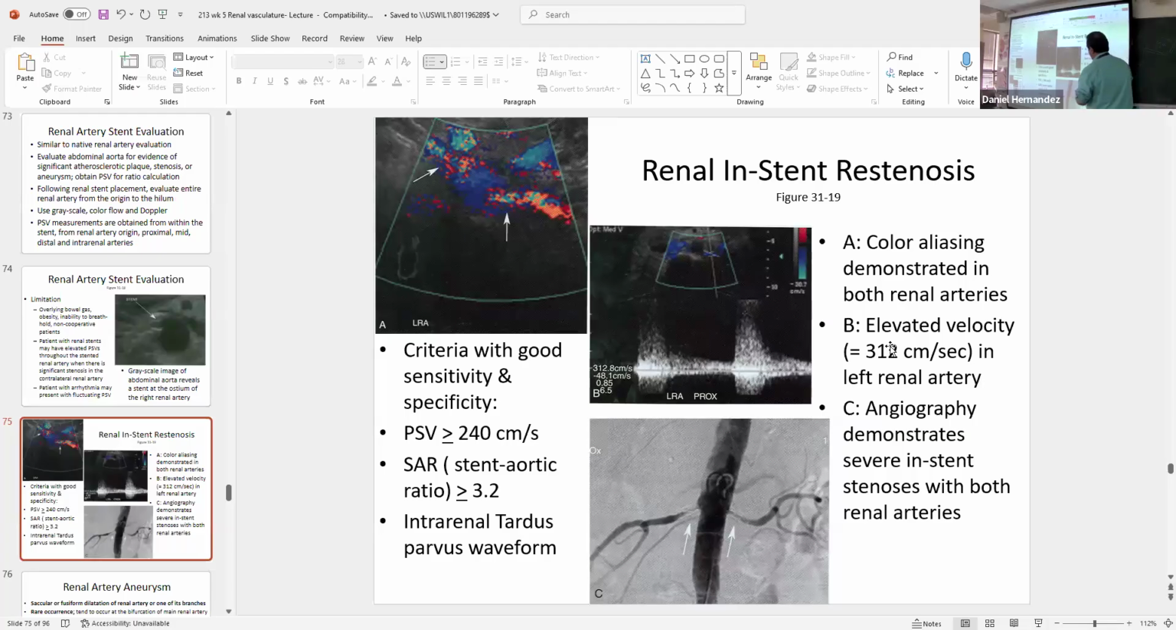So the criteria now, so the velocities, we're allowed to go a little bit higher when the patient has a stent. The stents are kind of inherently a little bit stenotic. So the velocity criteria is just a little bit higher. And because that velocity criteria is a little bit higher, the ratio now can be a little bit lower. So we can have a higher numerator, which lowers that ratio down a little bit.